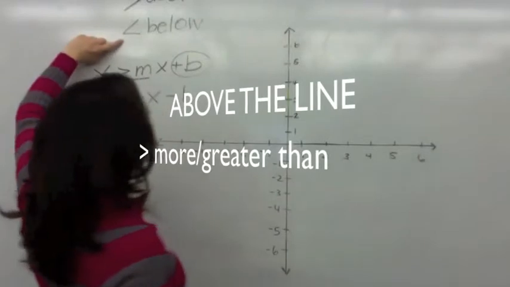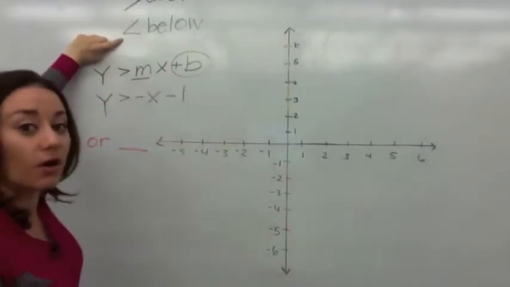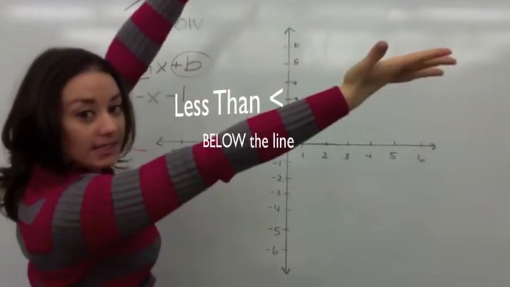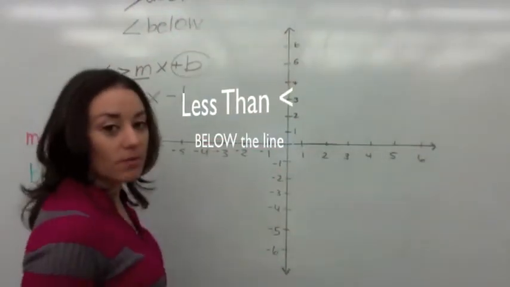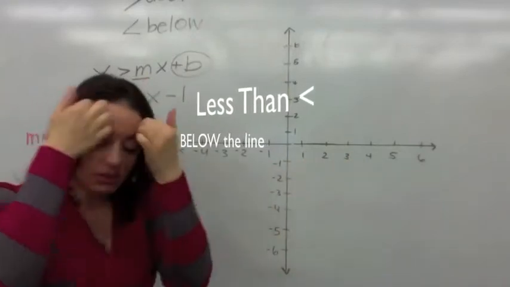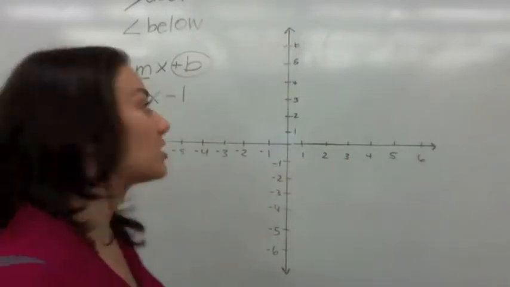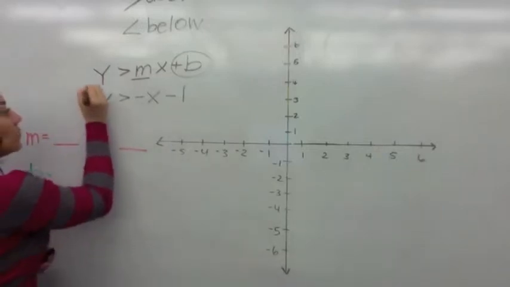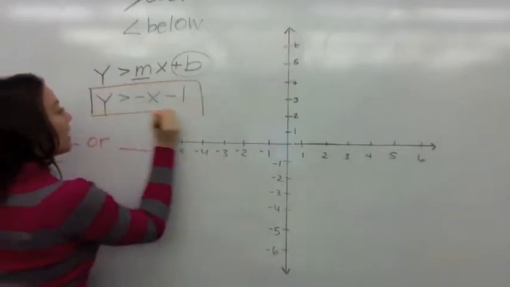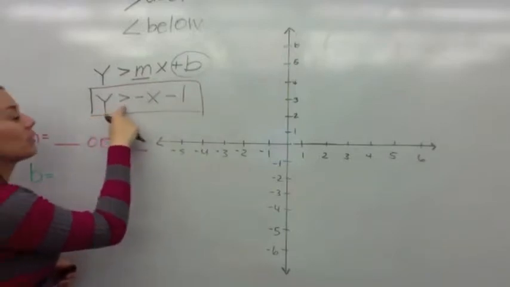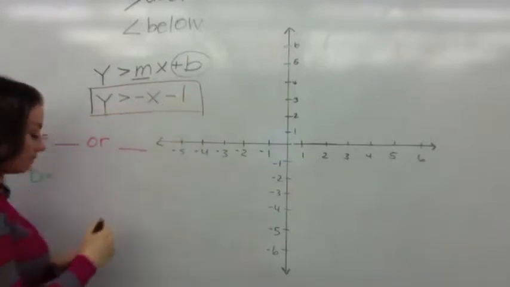Now when you look at less than, because we've seen this before, instead of less than left, we're going to say less than below. So say it with me, say less than below. So let's take a look. The equation we're looking at right now is y is more than negative x minus 1.